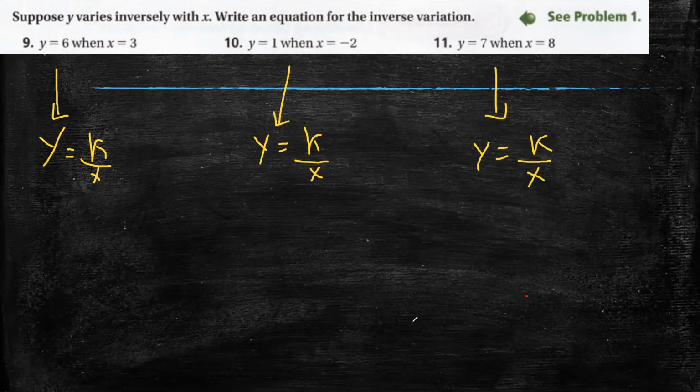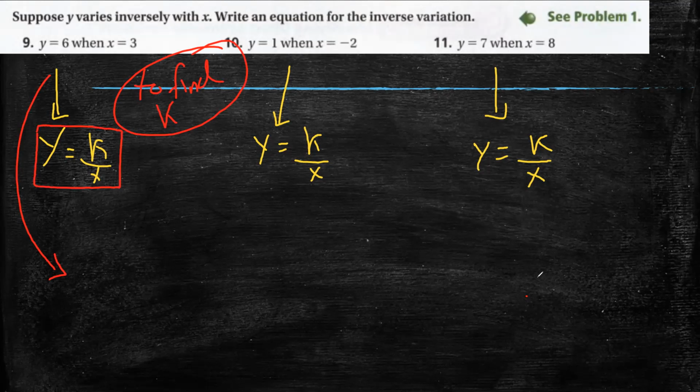Then here, to write the equation, as I told you, what do I need? I need only k. If you find k, you can write the equation. So to write the equation, you need to find k. How will we find k here? As I told you, since it is inverse, that means the product of x and y is k. So I need to find the product of x and y, which is k.